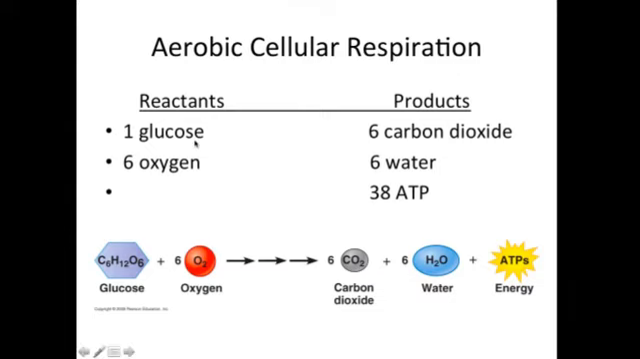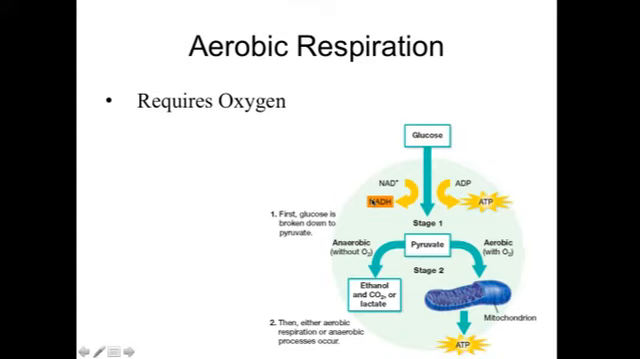So if you look at the screen here, we have our reactants, or our ingredients: 1 molecule of glucose and 6 molecules of oxygen. What is produced from rearranging these? Remember, we're going to get some carbon dioxide, water, and 38 ATPs. When we have aerobic respiration, remember the key difference between this and anaerobic respiration is that the presence of oxygen is required. This is also going to happen in 2 stages.